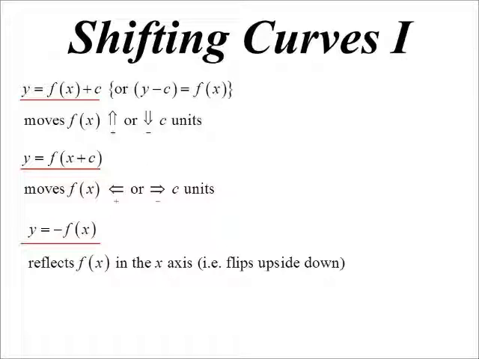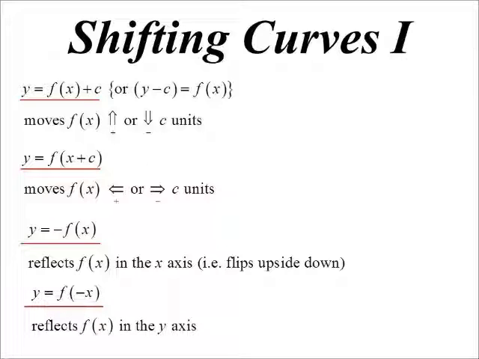Negative function x. So you get the whole function, but you make it negative. So this has the effect of reflecting it in the x-axis or flipping it upside down. Because what was positive in the y values will now be negative, and what was negative will now be positive. So we flip the basic curve.